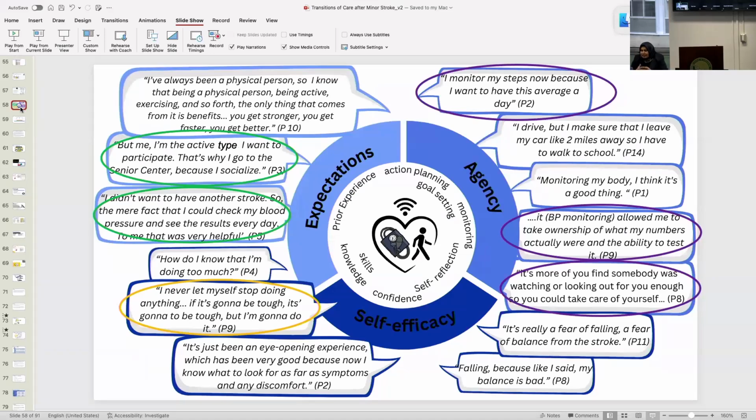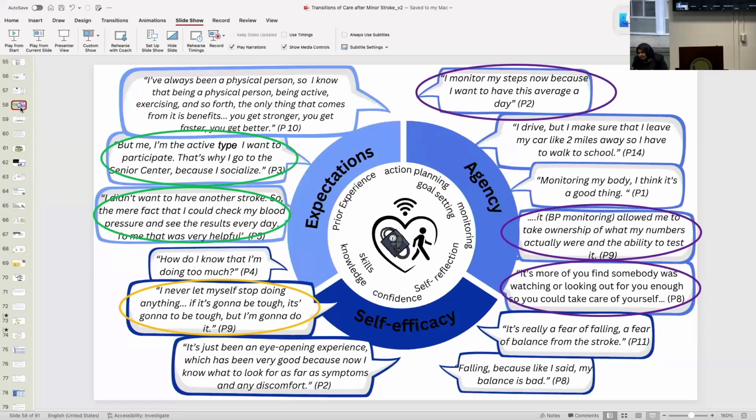So just as examples, expectations, right? What are expectations? They're based off of prior experiences. They're based off of what your knowledge and your skill set is. So something like, I'm an active type. I want to participate. That's why I go to this senior center, because I socialize. I have an expectation that I will enjoy that activity, which is why I'm doing it. I don't want to have another stroke. And then the fact that I could check my blood pressure, see the results every day, to me, that was helpful. I never want to stop doing anything. I know it's tough, but I'm going to do it.